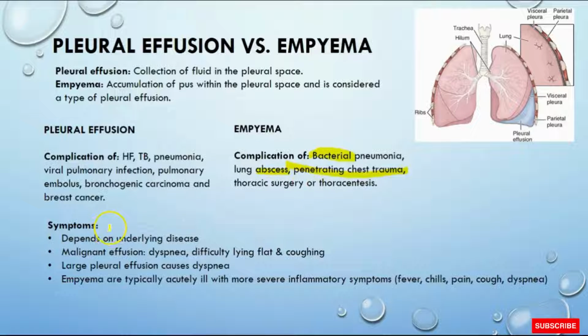Symptoms kind of depend on the underlying cause. Empyema patients are typically those who are acutely ill that might have some other inflammatory symptoms. But the big thing that I just want you to know is just kind of the difference. If you see the word effusion, think of collection of fluid. If you hear empyema, you know that's an accumulation of pus. And that is just a type of pleural effusion. So if you just hear the word effusion, just know that it's some kind of fluid, but more specifically, if you hear empyema, then you know that it is pus.